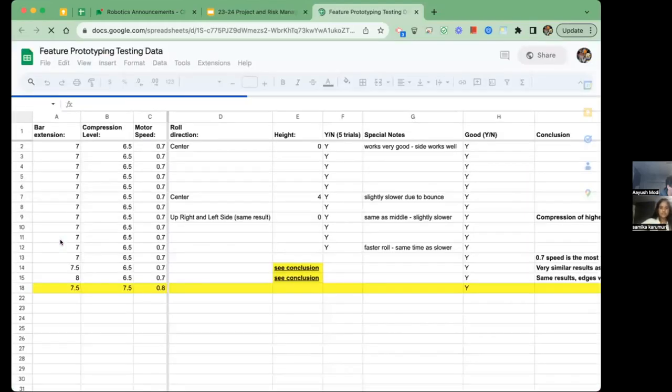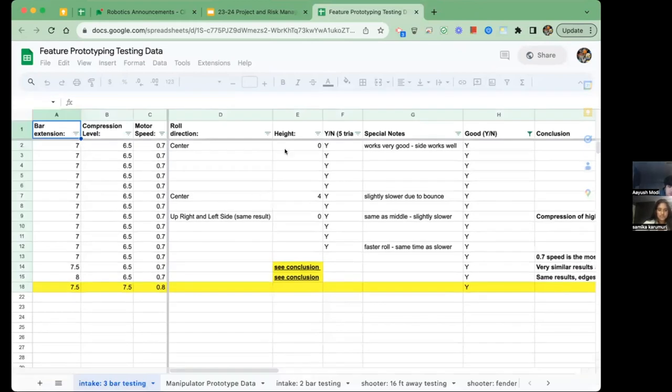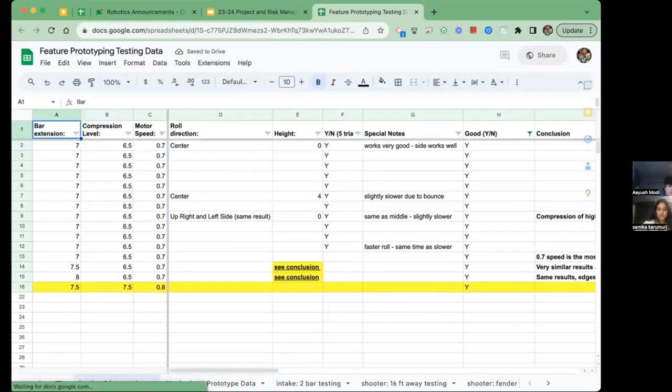So this is actually from 2 years ago for Sierra. And as you guys can see on this spreadsheet, I don't know if it's fully loaded, but all of the features are on this. So this is actually the intake prototyping, but there's also the shooter, and then some other prototyping data as well. So up here at the top, you guys can see the specific things that we were testing for, and then all of the data we collected.